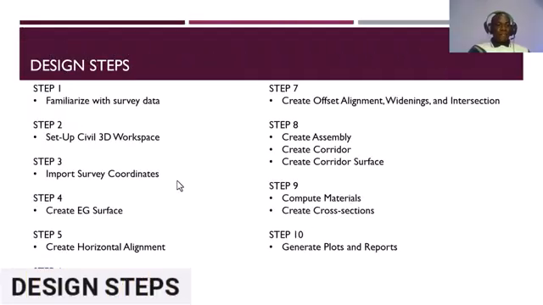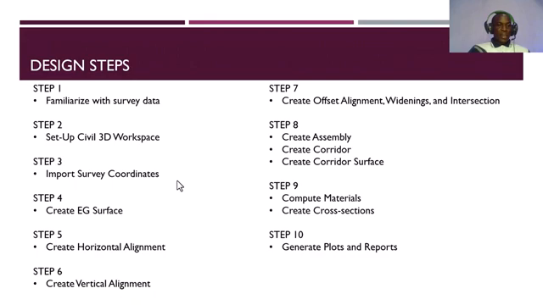So these are the design steps. Step 1 is to familiarize ourselves with the survey data. You have to know the survey data that you are working with very well, so that you can accurately import it to Civil3D. Secondly, we are going to be setting up the Civil3D workspace. Thirdly, we are going to import these survey coordinates. Fourth, we are going to create an existing ground surface. Then fifth, we create the horizontal alignment, and then proceed to vertical alignment.